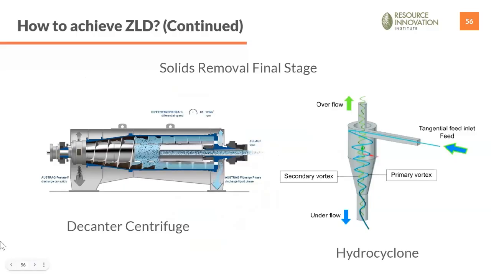So out of the MVR, we still might get some wet salt material, which then has to be further dried. So this is the final stage of a ZLD system. On the screen right here, you have a decanter centrifuge and a hydrocyclone. We're not going to really get into the technologies as to how they each individually work, but we're going to talk about, in general, what's needed. So the solids removal that we must account for.